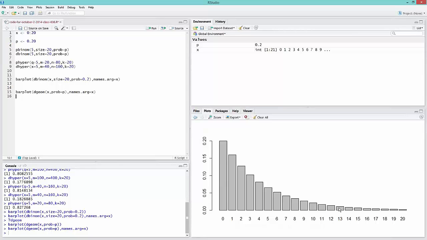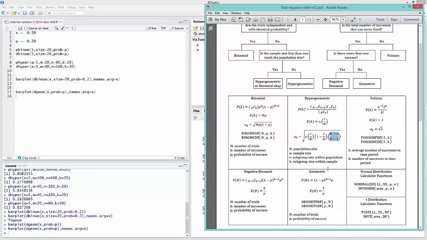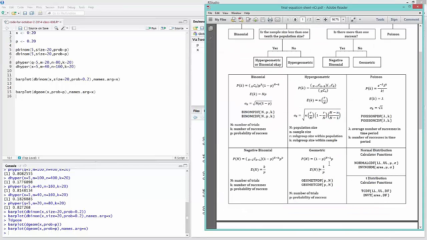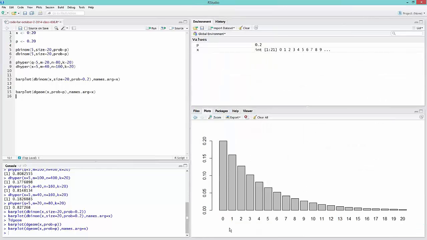It's an exponentially decreasing function. And if we go look at the formula for it, let me pull that back up. What we see here for geometric is that the probability is (1 minus p) to the n minus 1 power. So there's that exponential factor times p, where n is the number of trials. Now R is set up, instead of saying number of trials, it's saying number of failures. So be careful about that.